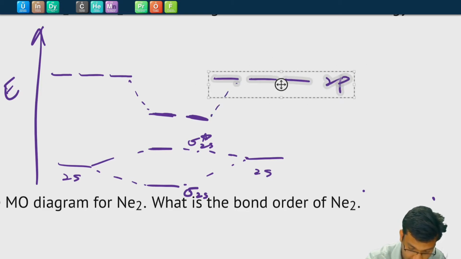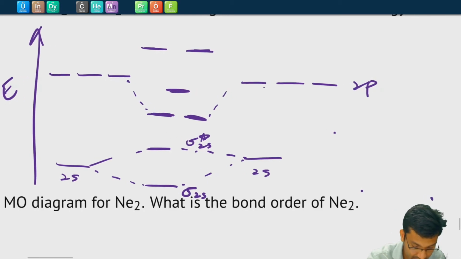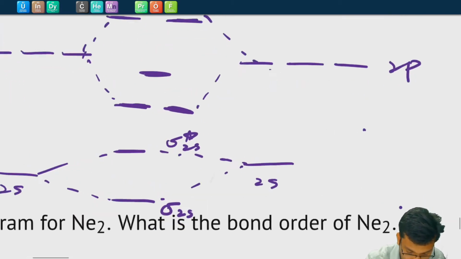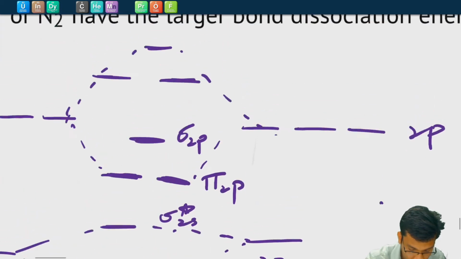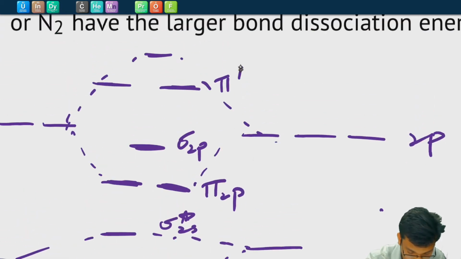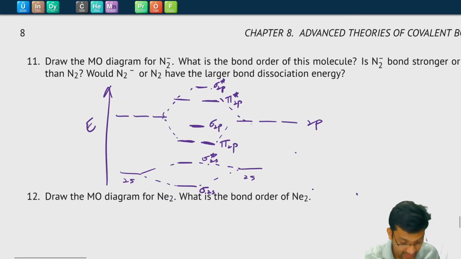Let's create even more space. There we go. Then the sigma, then the 2 pi, the pi, then the sigma, then the 2 pi star, then the sigma star. So that's the order. Let's label them. Pi from the 2p, sigma from the 2p, pi star from the 2p, and then sigma star from the 2p. All right, let's fill these with electrons.